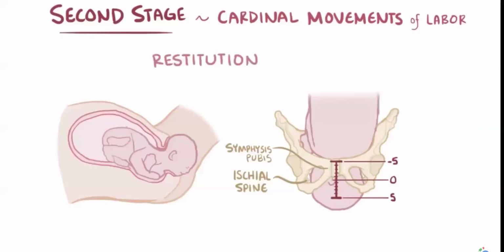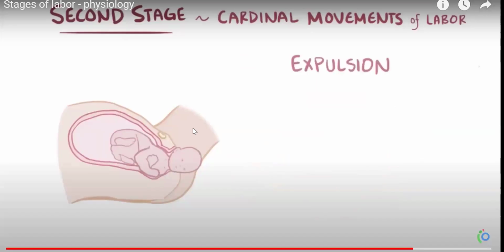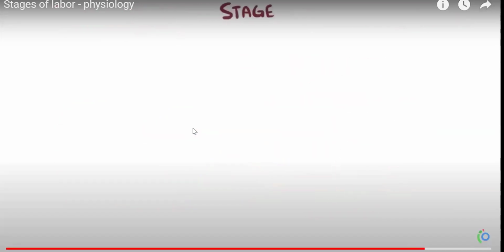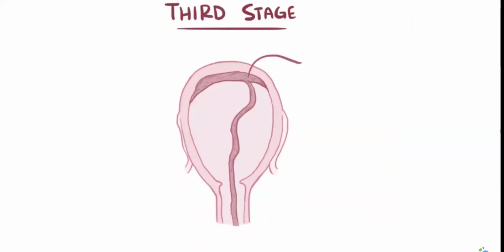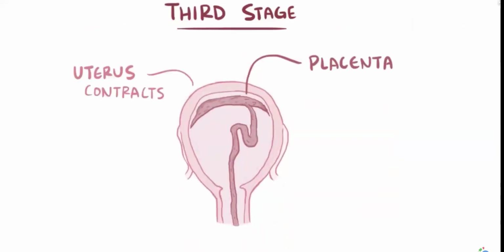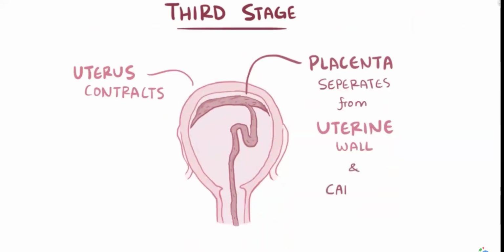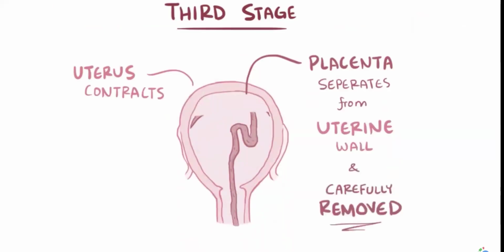After the delivery of the head, there's restitution, where the head externally rotates, and finally, there's expulsion. The third stage of labor occurs after the baby has been delivered, and involves delivery of the placenta. After the baby is delivered, the uterus contracts firmly, and the placenta begins to separate from the uterine wall. It's then carefully removed to ensure that there are no placental remnants left in the uterus.